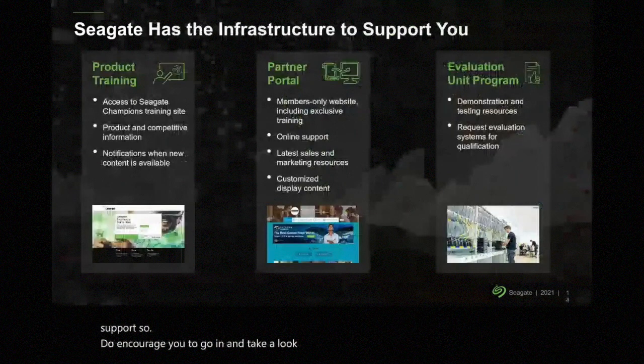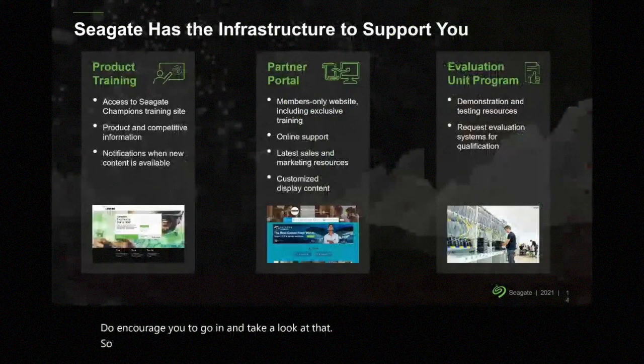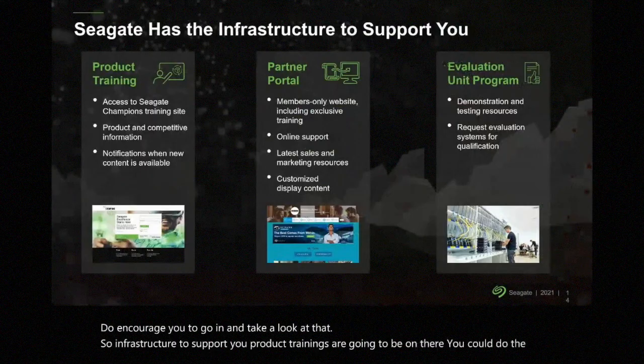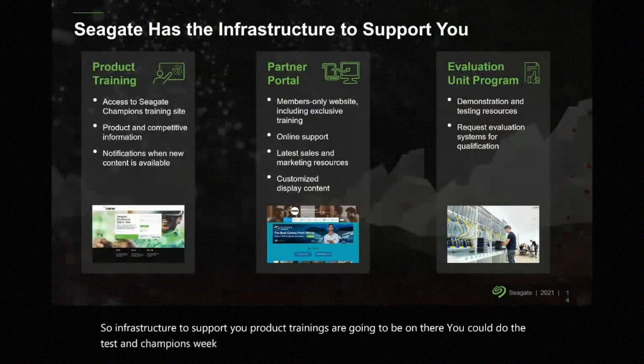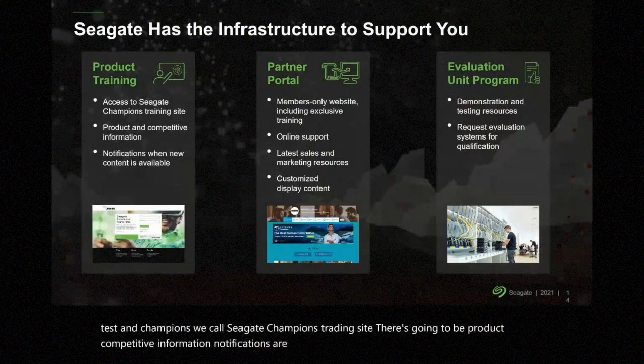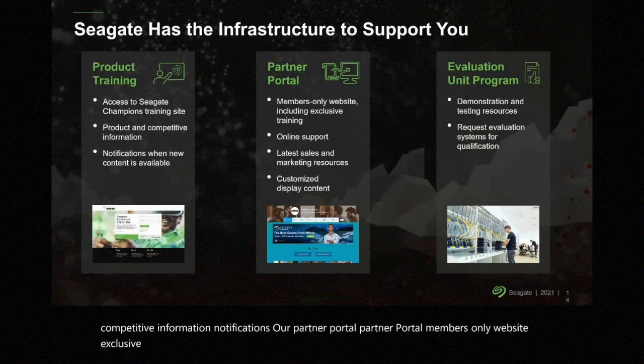So infrastructure to support you. Product trainings are going to be on there. You can do the test and champions, we call Seagate Champions training site. There's going to be product and competitive information notifications. Our partner portal, members only website, exclusive training, support, different sales and marketing resources, and different content for maybe your small business out there if you have a web presence.